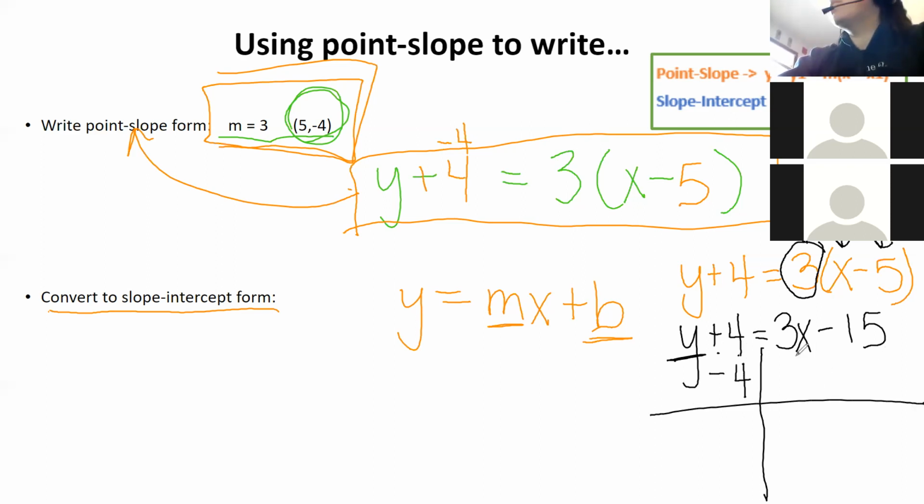And then I can't subtract 4 from the 3x because those aren't like terms. So I'm going to subtract 4 over here. So that cancels. We're left with y equals 3x. And then what math would I do to simplify that? Trick question here, is that -15 minus 4 or 15 minus 4?